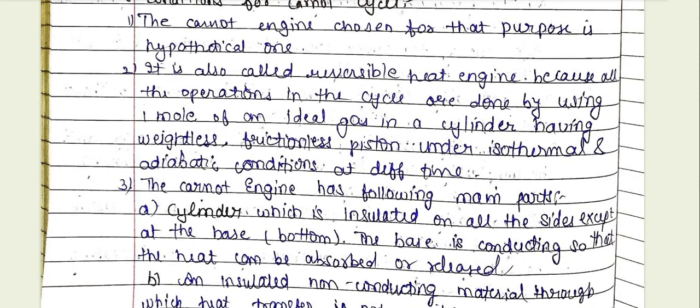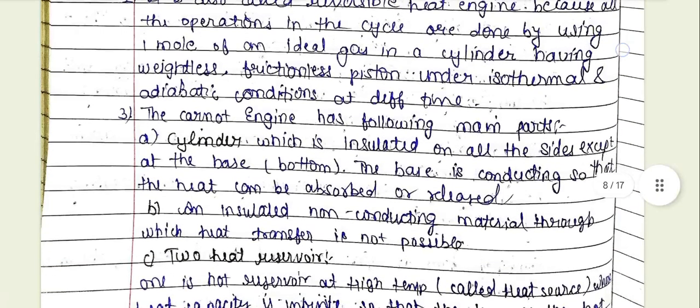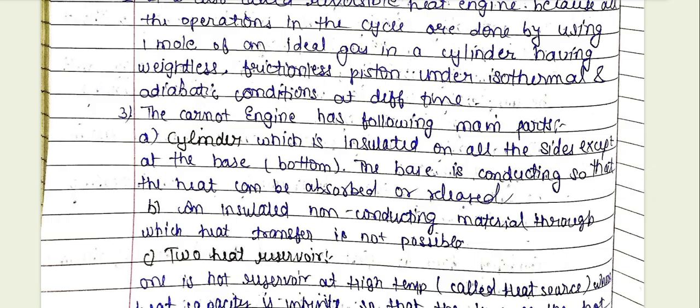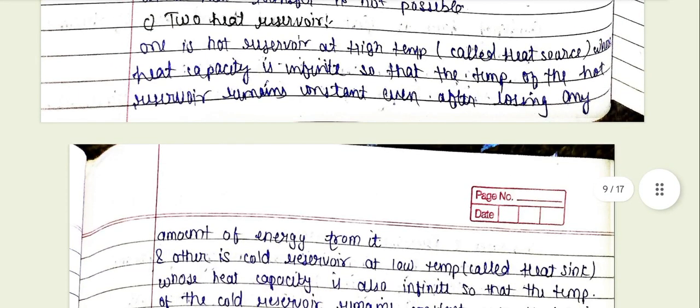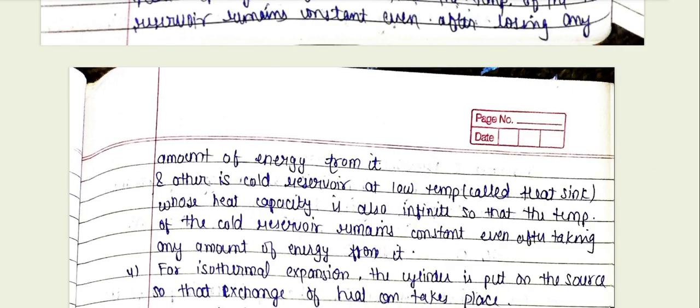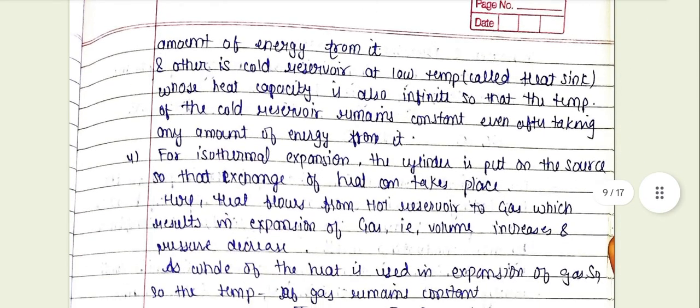The Carnot engine has the following main parts: a cylinder, an insulated non-conducting material through which heat transfer is not possible, and 2 heat reservoirs. One is the hot reservoir at high temperature, whose heat capacity is infinite so that its temperature remains constant even after losing any amount of energy. The other is the cold reservoir at low temperature, called the heat sink, whose heat capacity is also infinite so that its temperature remains constant even after taking any amount of energy from it.